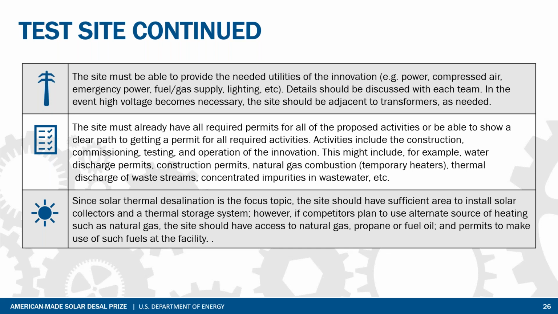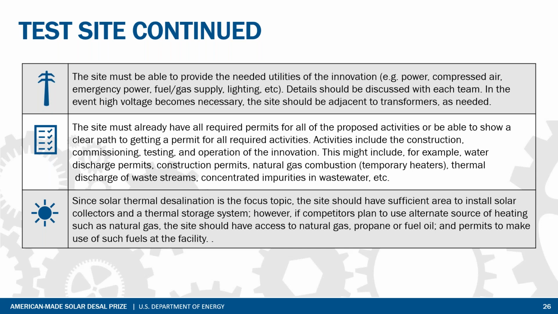The site must have all the required permits for all the proposed activities or be able to show a clear path for getting a permit for all required activities. The activities include construction, commissioning, testing, and operation of the innovation. And this might include, for example, water discharge permits, construction permits, natural gas combustion if you have temporary heaters, thermal discharge of waste streams, concentrated impurities in wastewater, etc.